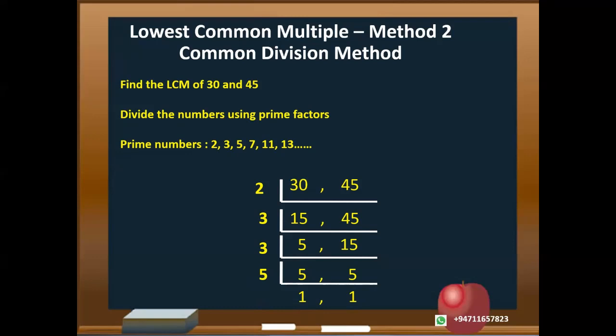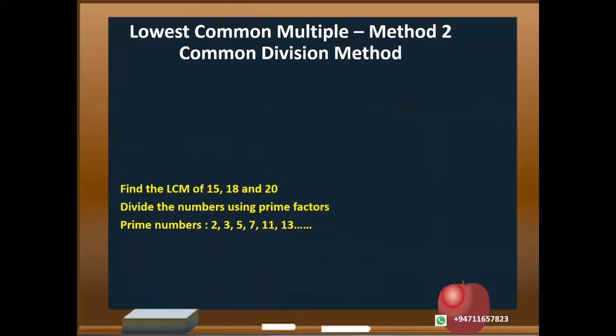Then we can find the LCM. LCM is the product of all the prime divisors. So you can multiply 2 times 3 times 3 times 5. 2 times 3 is 6, 6 times 3 is 18, 18 times 5 is 90. So the LCM of 30 and 45 is 90. Like that, you can find the LCM.